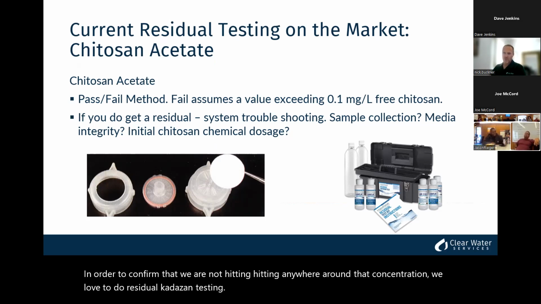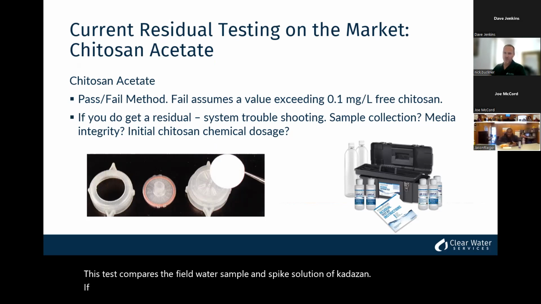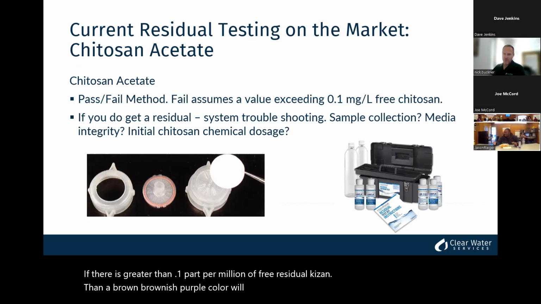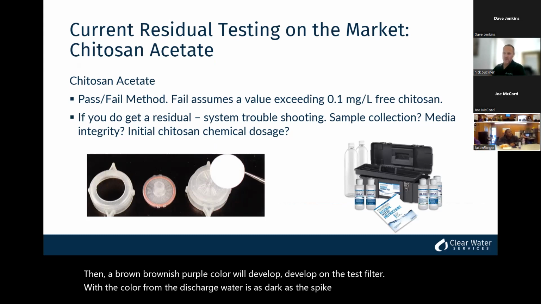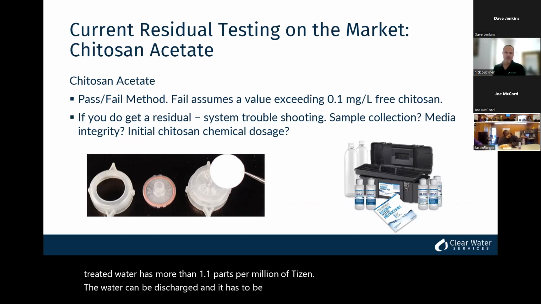This test compares a field water sample and a spiked solution of chitosan. If there is greater than 0.1 part per million of free residual chitosan, then a brownish purple color will develop on the test filter. If the color from the discharge water is as dark as the spike test, then the test is a fail and the treated water has more than 0.1 parts per million of chitosan residual. So the water can't be discharged and it has to be recirculated until it passes the residual test.